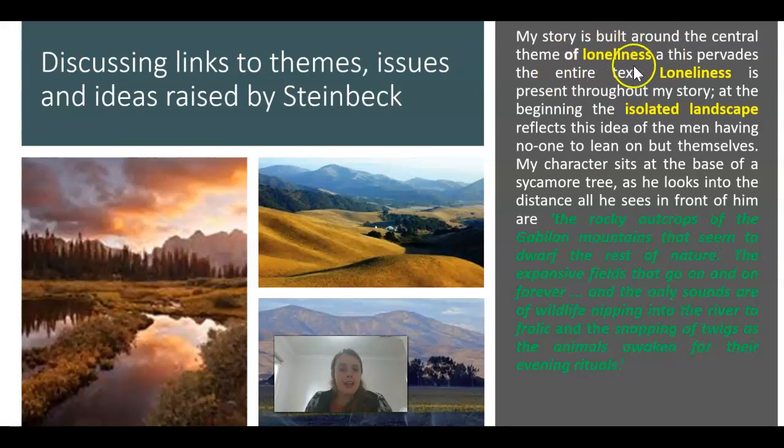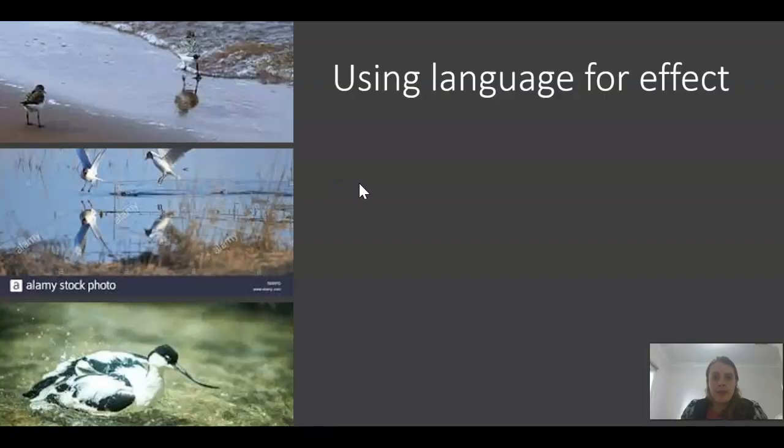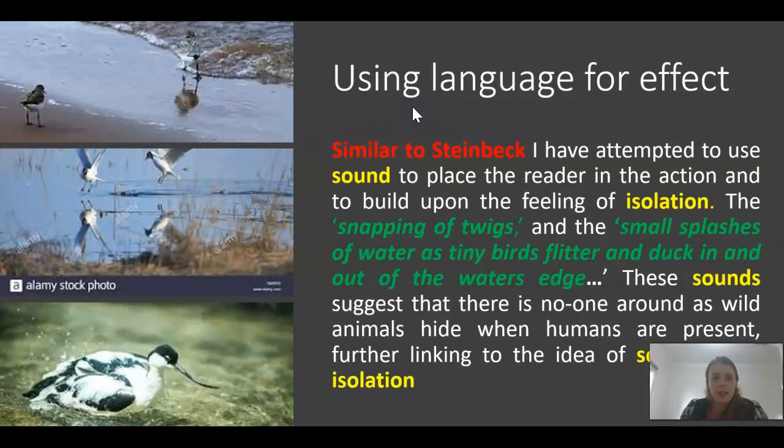So you can see here how the writer of this statement of intention is mentioning the theme, and then they're explaining how this theme is evident in their story. So you need to do the same thing. Using language for effect. This is where you are actually explaining, this is what Steinbeck did, this is what I did. Can you see that they're the same?